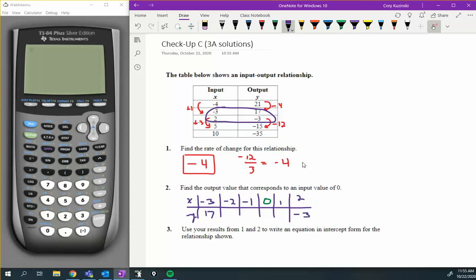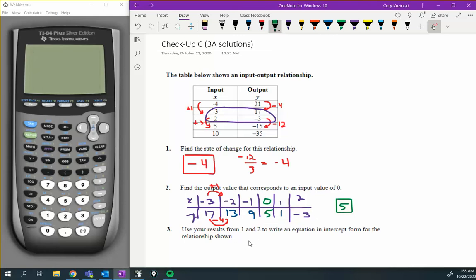We know the rate of change is -4. That means every time x goes up 1, y is going to go down 4, and that pace will continue. 17 minus 4 is 13. 13 minus 4 is 9. 9 minus 4 is 5. 5 minus 4 is 1, and 1 minus 4 is -3. That's why our answer is 5. So 5 is the output that goes with 0.